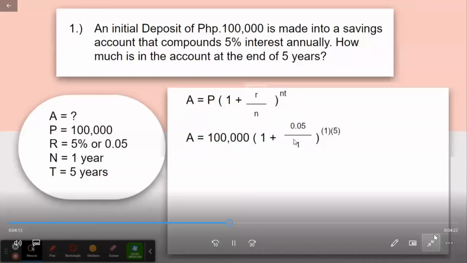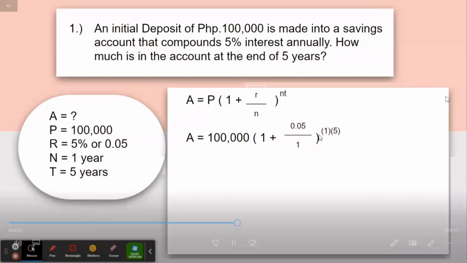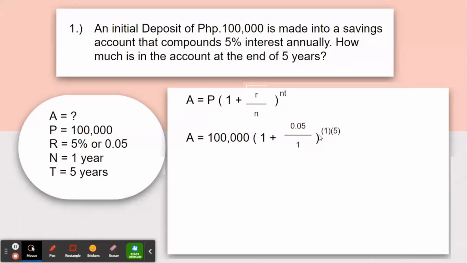So, alam naman natin lahat na kapag numerator, denominator is 1, automatic magiging 0.05 na lang ito. Then, ang kailangan natin sundin is yung PEMDAS. Yung nasa loob muna ng parenthesis yung gagawin natin bago yung nasa labas. So, ito na nga siya. Ang 0.05, ina-add natin kay 1, kaya siya naging 1.05. Tapos, yung dalawang exponent, pinag-multiply na natin, kaya nakuha natin itong 5.